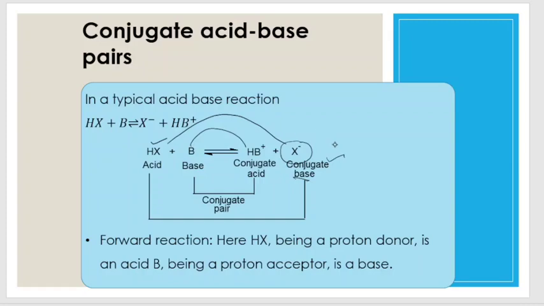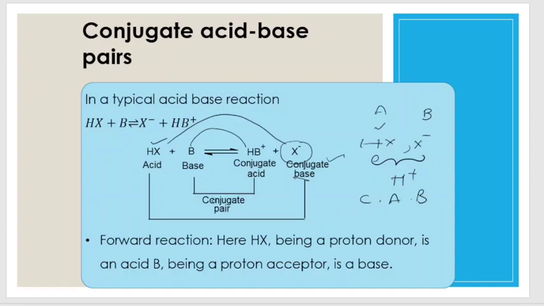It is called a conjugate base because if we consider the HX and X minus, they both differ by an H plus ion. The pair which differs by the H plus ion, in which one is acting as an acid and the other is acting as a base, is nothing but a conjugate acid base pair.